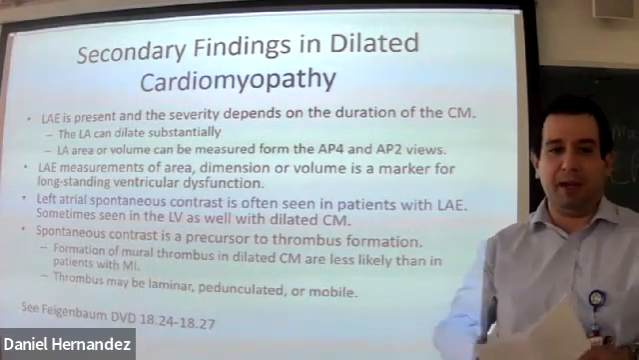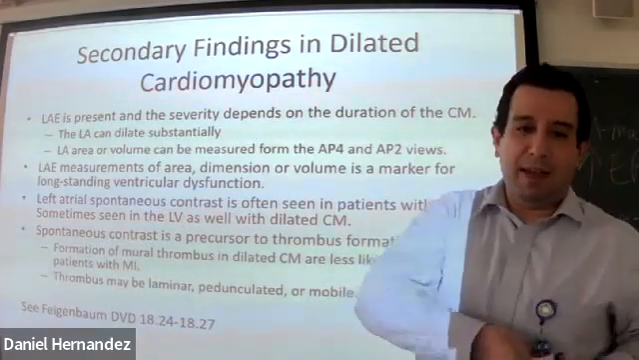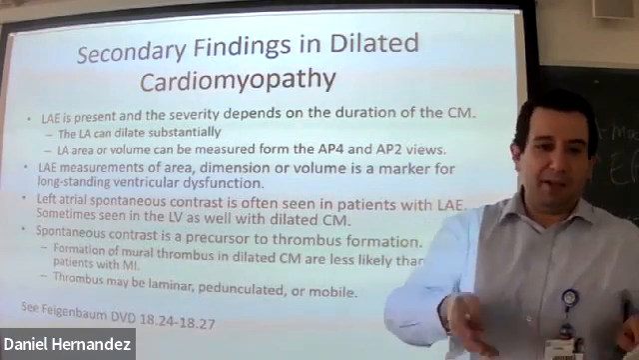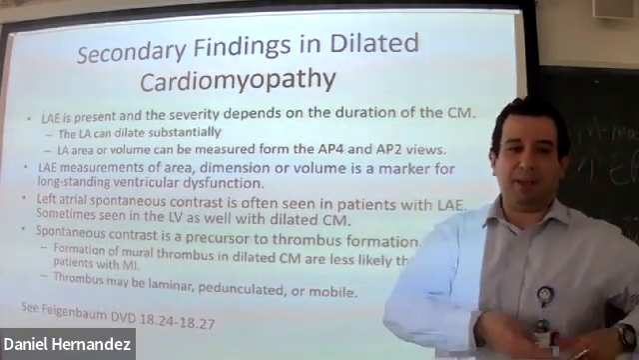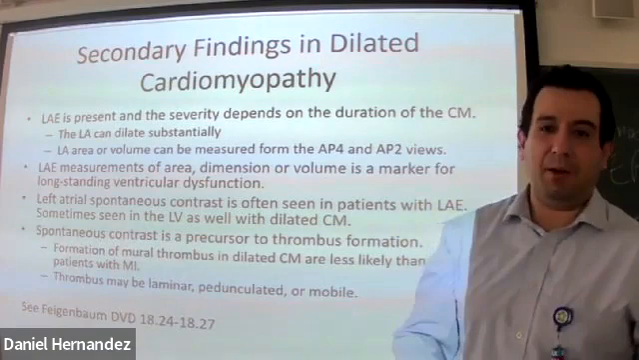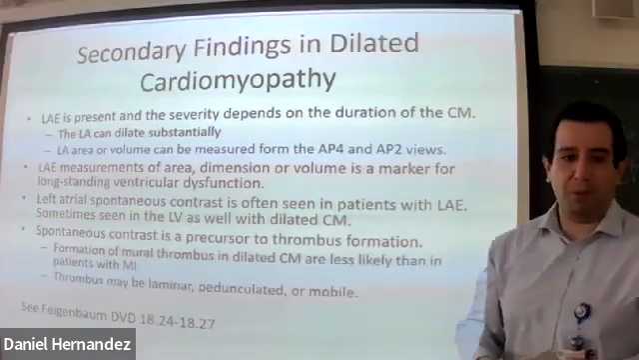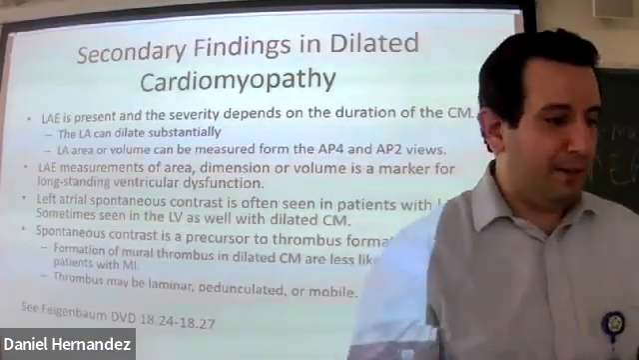So if you think about it logically, the heart's sitting in the chest, apex is down, the patient has a bad heart, so it's not pumping well. That's the most dependent portion of that heart. That's where that blood is going to pool and collect.